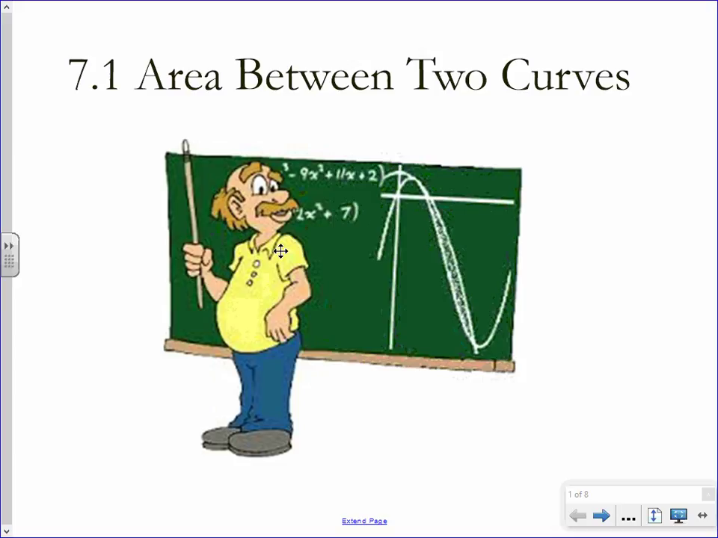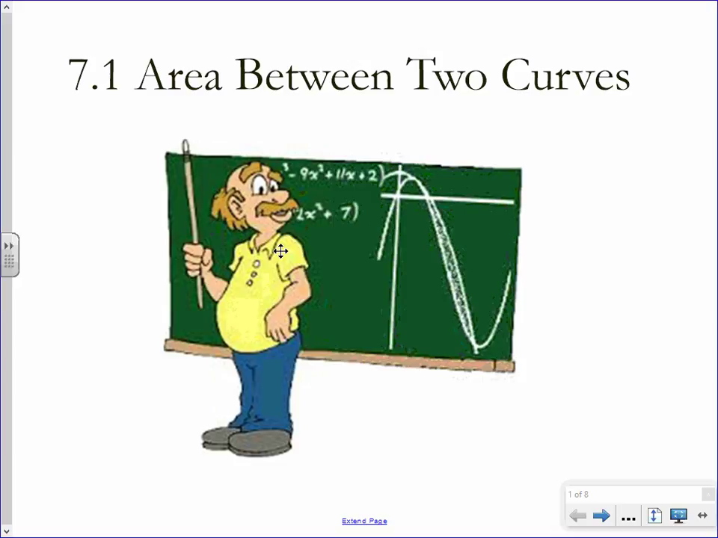Now, we're going to be doing a lot of integrals. This is the application of integrals unit. This is only about half of what's in Chapter 7. Those of you who go on to a Calc 2 class will learn more applications of integration there. But this is where we're going to start.